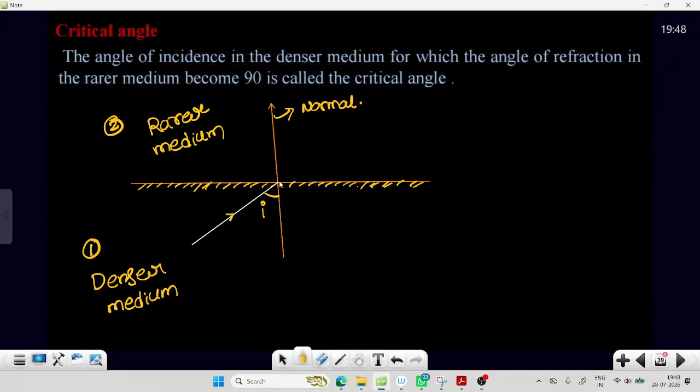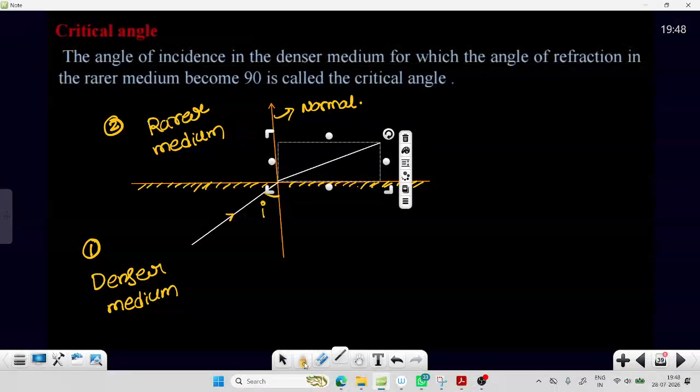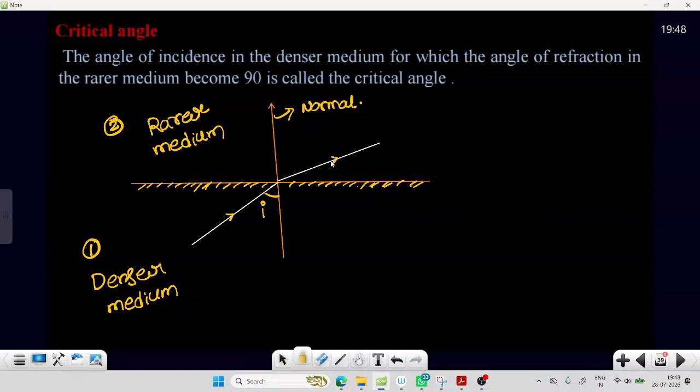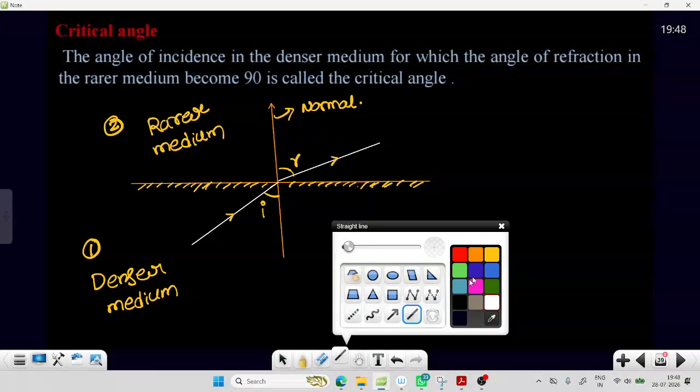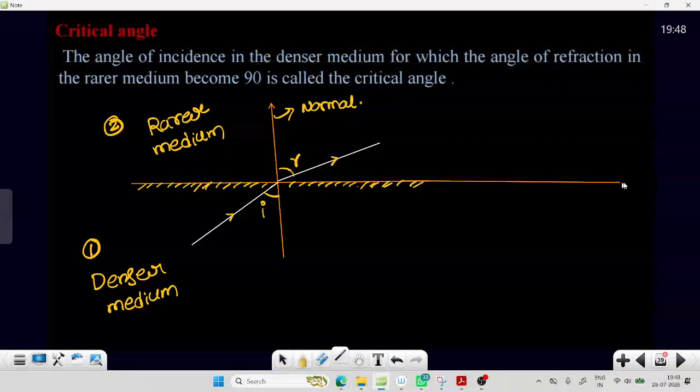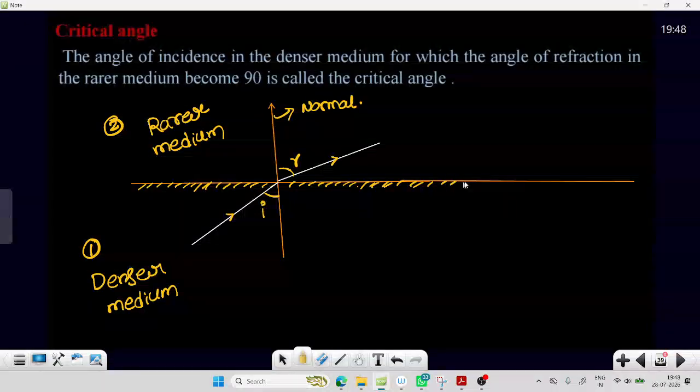So that's why in this case the light ray will move away from the normal, right? It moves like this, let us say. Now this is I. Now let us say we have taken one more light ray. This is my angle of refraction, this is my R. Now I'm slowly increasing the angle of incidence. I'm increasing this angle. Let us consider.